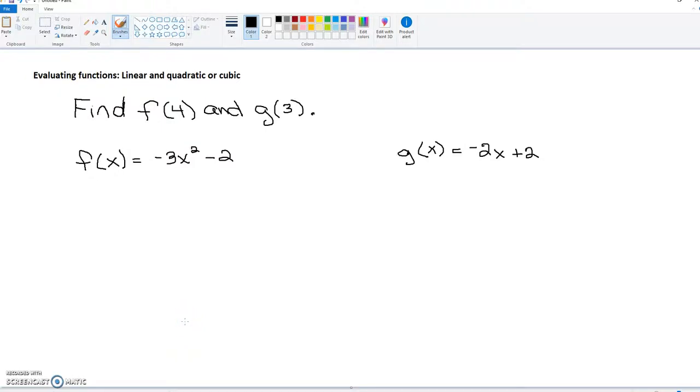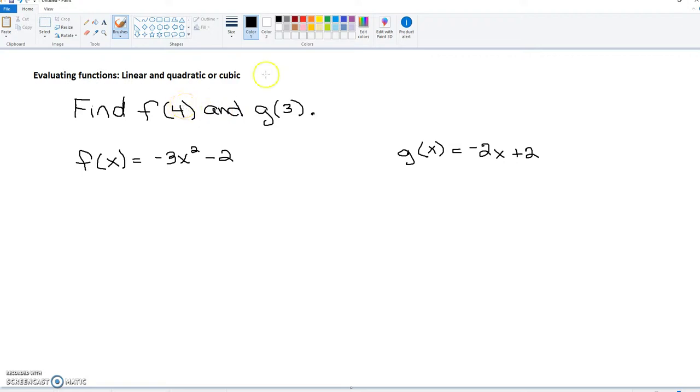Evaluating functions, linear and quadratic or cubic. In this topic, they're going to give you two different equations. One's going to be a linear, and the other's going to be either a quadratic or a cubic function. With that being said, they're also going to list what they are looking for. So in this case, it says find f of 4 and g of 3.